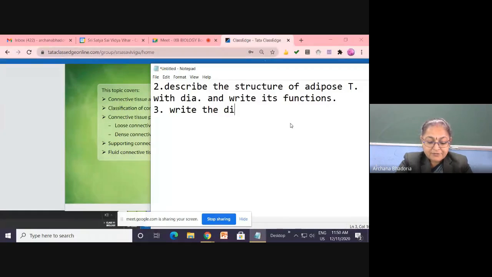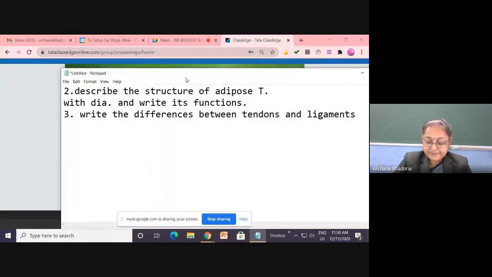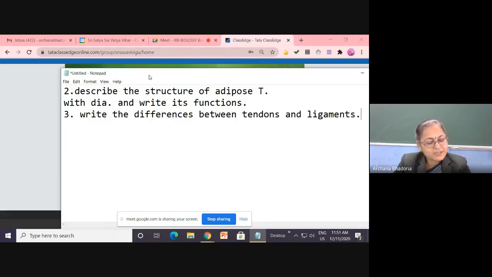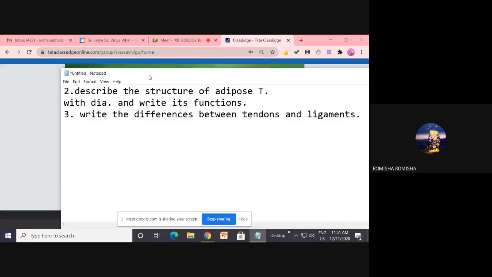Write the differences between tendons and ligaments. So this much only we have covered, children, in the connective tissue. Yes, ma'am. Nothing else. Ma'am, what about the questions from the muscular tissue? Muscular tissue I have not given. Yes, ma'am.